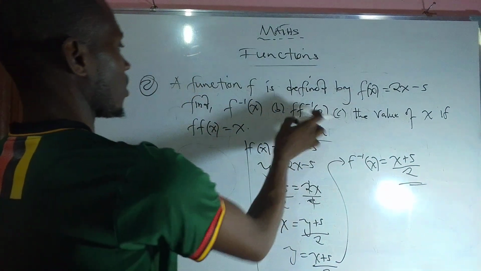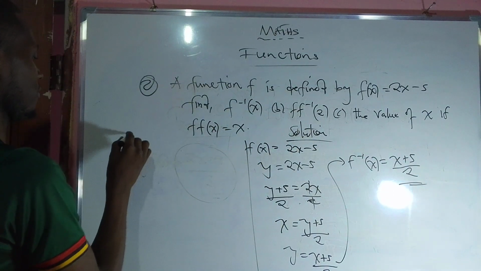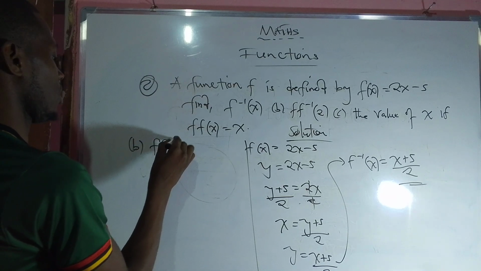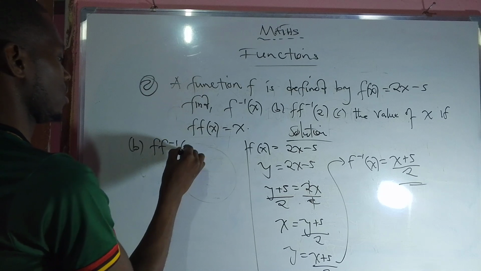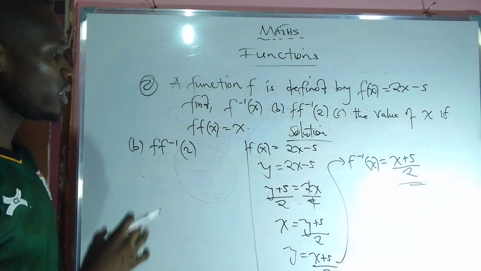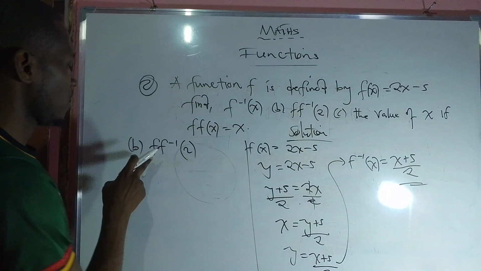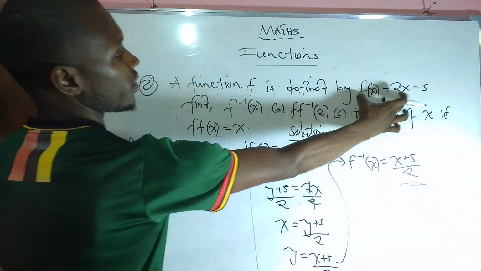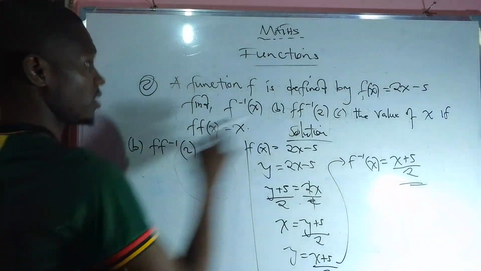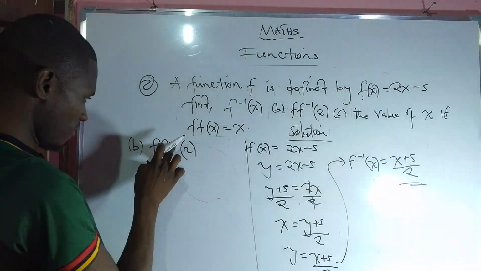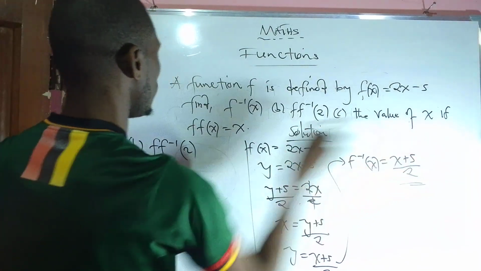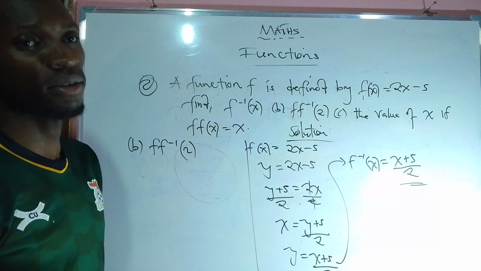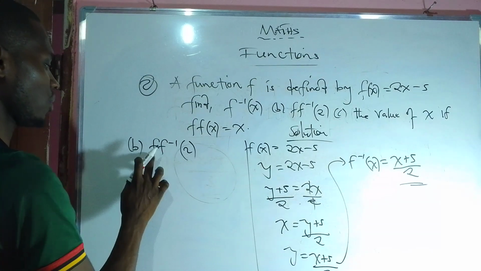Now B. We have f of f inverse of 2. What this means is that the first thing you need to write is f. Now f is this one. Then this f inverse is this one before we put 2. These are just the procedure under composite functions. So first you write the first part.